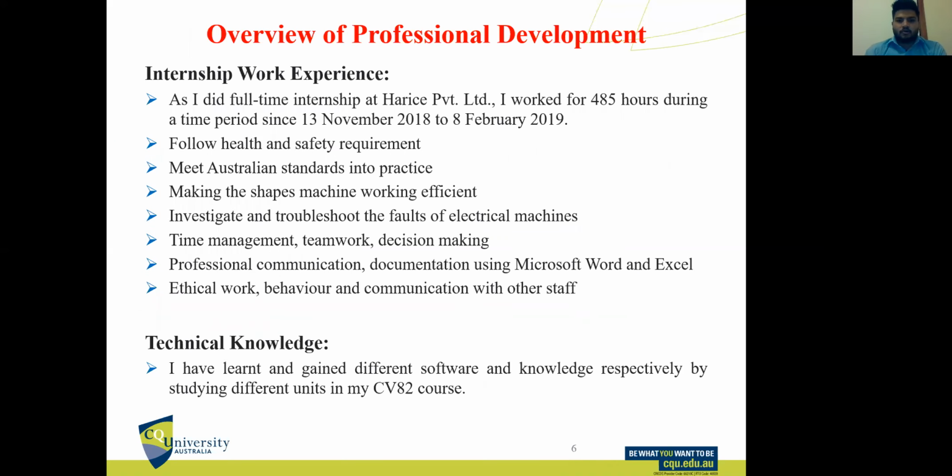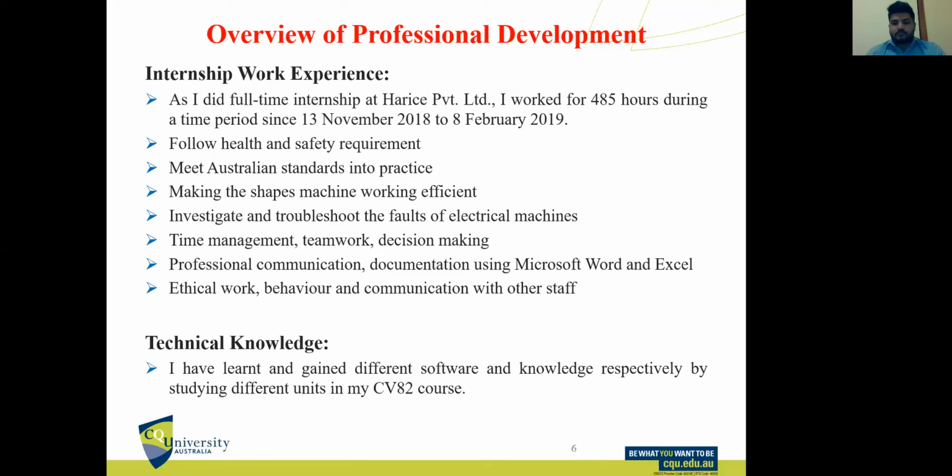Moving to the next slide is an overview of my professional development. There are two kinds of experiences I have. One is practical, which I gained in my internship work experience, and another is technical knowledge, which I learned in some units in my master's program, the CV82 course. In my internship, I did a full-time internship at Harris Private Limited, where I worked for 485 hours during the internship, from 13th of November 2018 to 8th of February 2019.